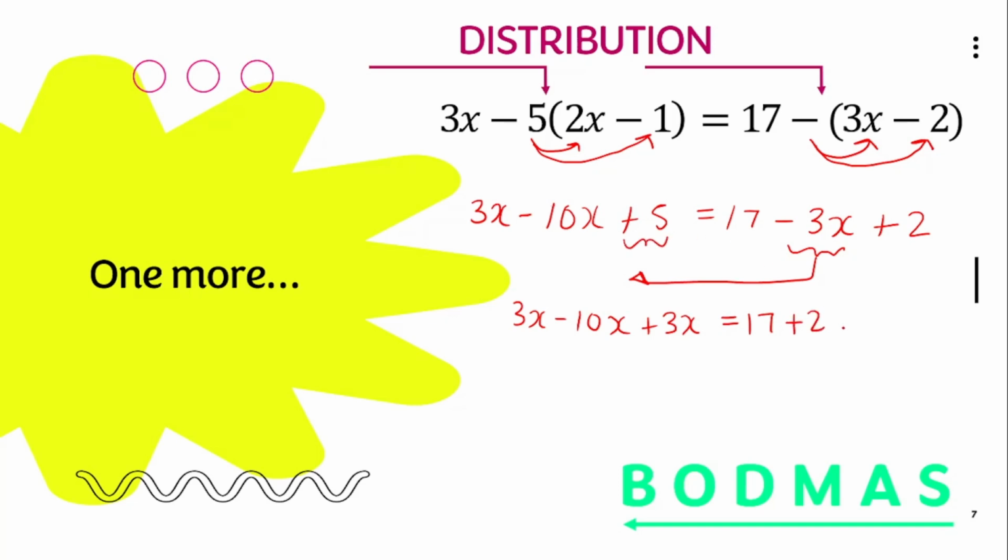Move this 5 over, minus 5. I'm going to look at a 3x minus a 10x plus a 3x is going to leave me with a minus 4x. 19 minus 5 is a 14. Here is a multiplication. Move it over, divide it. So x is going to leave you with a negative 14 divided by 4, which is 7 over 2. So we want to keep it as an improper fraction.